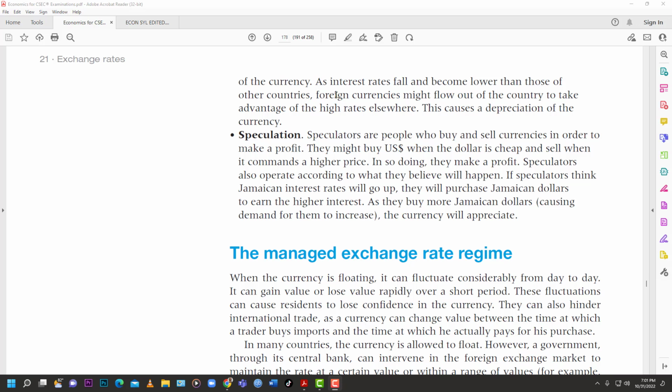and that will cause the appreciation. As interest rates fall and become lower than those of other countries, the foreign capital might flow out now because the returns aren't as high as they could be because interest rates are lower, and so the currency is going to flow outside of the country, and so wherever the capital is flowing, you're going to demand that currency as opposed to the domestic one. And so that means now that the demand for the domestic currency goes down, and that would cause the currency to depreciate, and so that would influence the exchange rate.